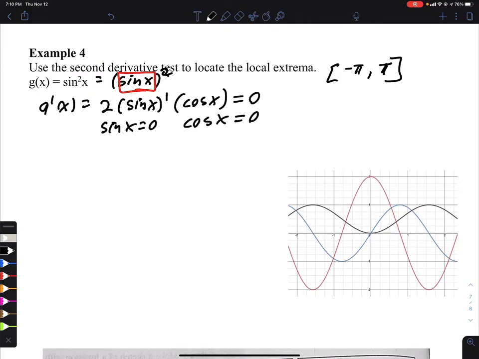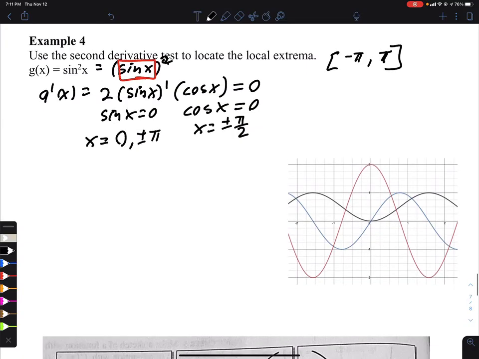So when is sine equal to 0? Well, a lot of places: at 0 and plus or minus pi. When is cosine 0? Cosine is 0 at pi over 2 plus or minus. So we have 4 different locations. All right, let's find the second derivative. This might be a little uglier.